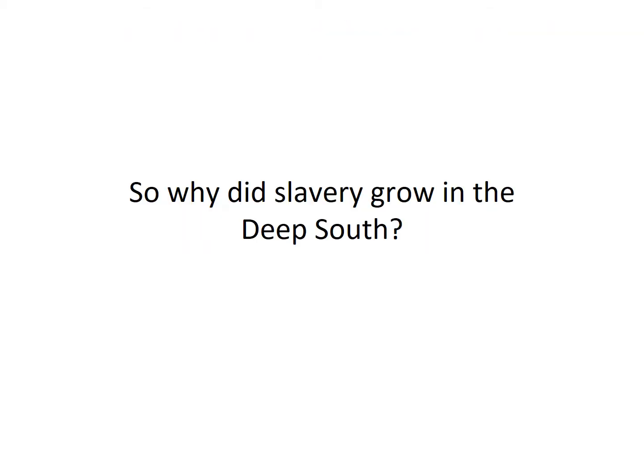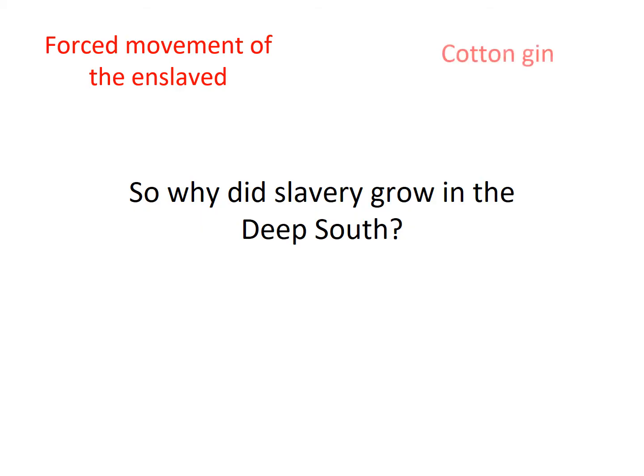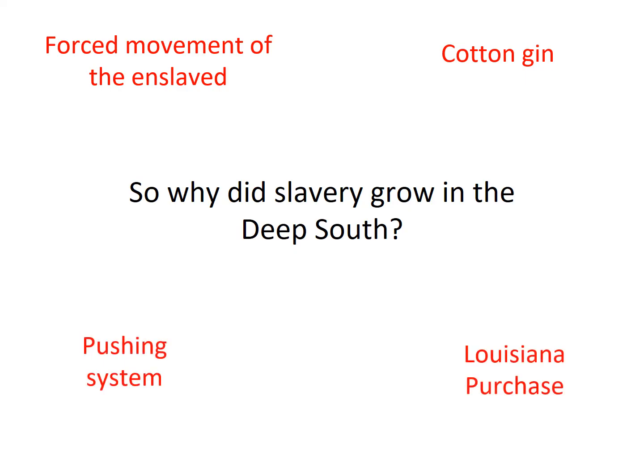If we look at why slavery grew in the South, there are four major factors. Firstly, a forced movement of the enslaved. Secondly, the invention of the cotton gin. Thirdly, the pushing system. And lastly, the Louisiana Purchase. Let's look at each of these factors one by one to understand why they meant that slavery grew.